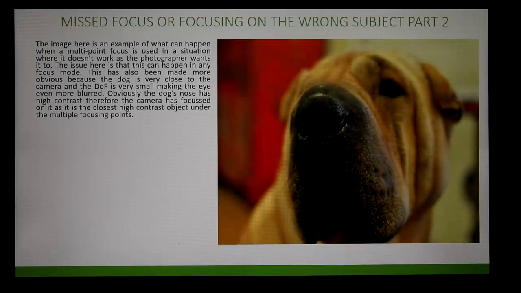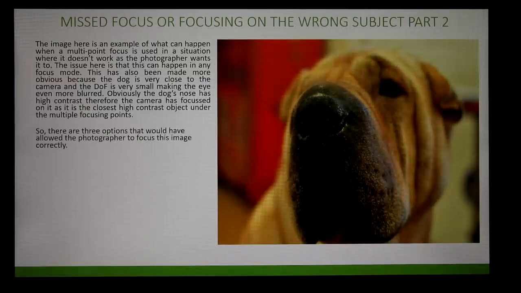Missed focus or focusing on the wrong subject. Part 2. The image here is an example of what can happen when a multi-point focus is used in a situation where it doesn't work as the photographer wants it to. The issue here is that this can happen in any focus mode. This has also been made more obvious because the dog is very close to the camera and the depth of field is very small, making the eye even more blurred. Obviously, the dog's nose has high contrast, therefore the camera has focused on it, as it is the closest high contrast object under the multiple focusing points.